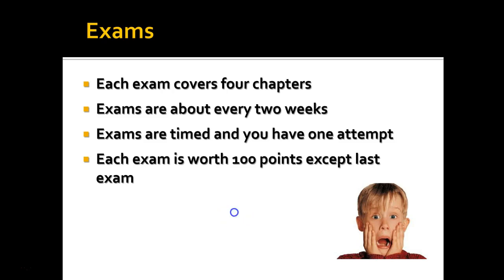The exception is the last exam. It's broken into 2 parts. First 50 points is over the last couple of chapters, I think it's the last 4 chapters. And then the second half, and they're both set up as separate exams, is a comprehensive exam that we use at the university for accreditation.